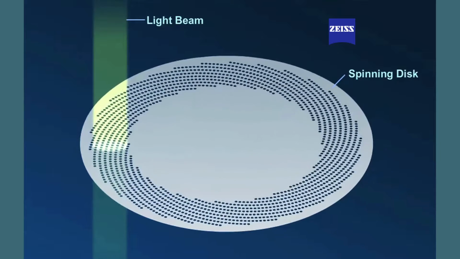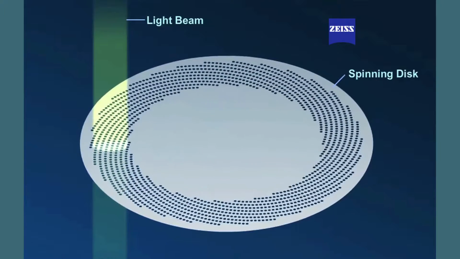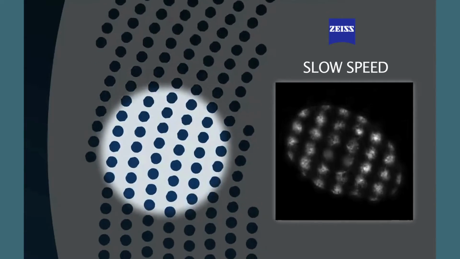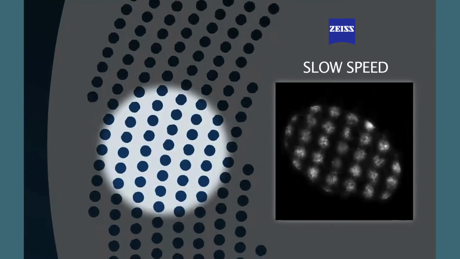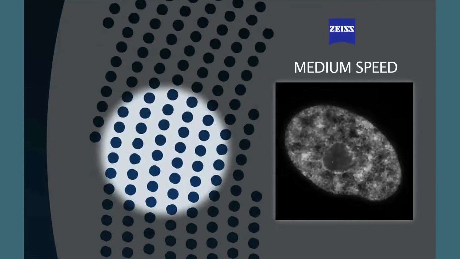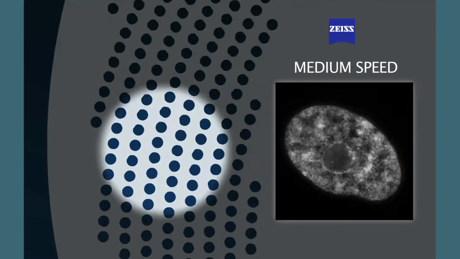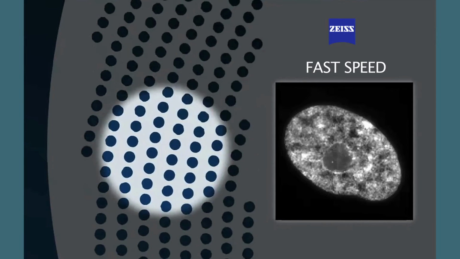Each 30-degree disc rotation produces an image. By regulating the disc rotation speed, we can acquire up to 2,000 frames per second by multi-point scanning instead of the single point at a time used in LSM.